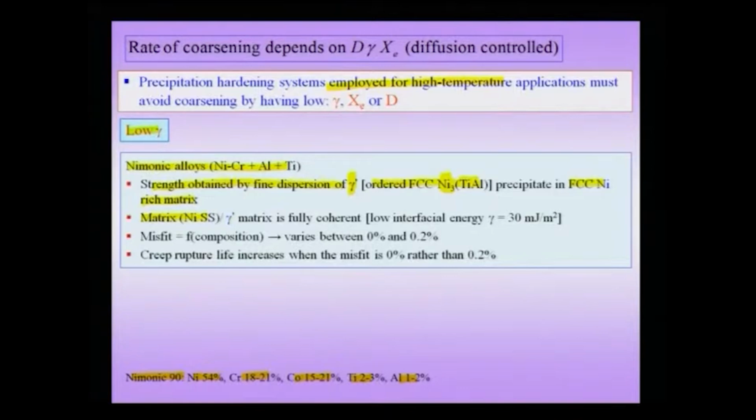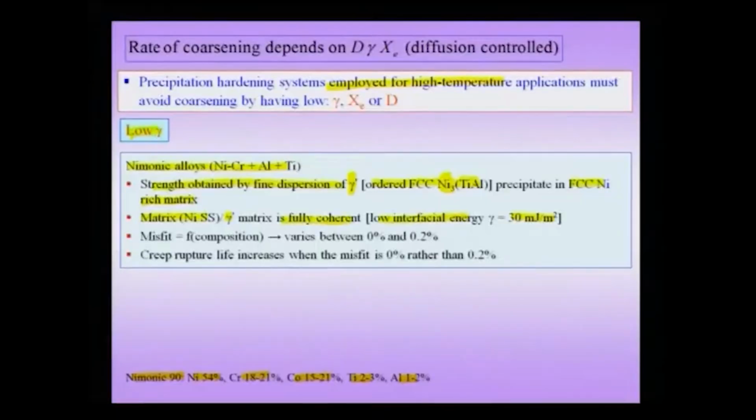But the important thing is that the matrix is a nickel-rich solid solution, and the interface between the matrix and the gamma prime precipitate is fully coherent with a low interfacial energy of about 30 millijoule per meter square. Since the interfacial energy is very low, there is low tendency for this precipitate to coarsen. That means I am keeping a low gamma between the matrix and the precipitate, and this is at the heart of the strategy to keep the precipitates from coarsening, and in the process this alloy can be used as a precipitation hardened alloy at high temperatures.